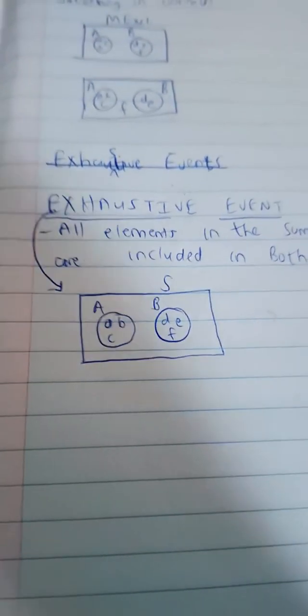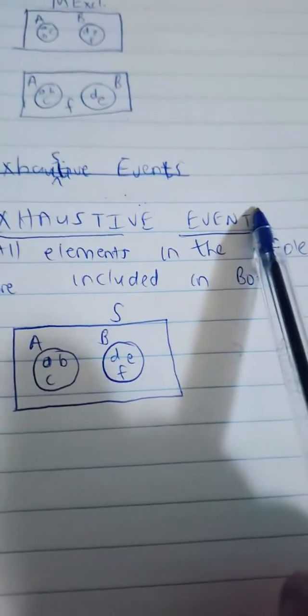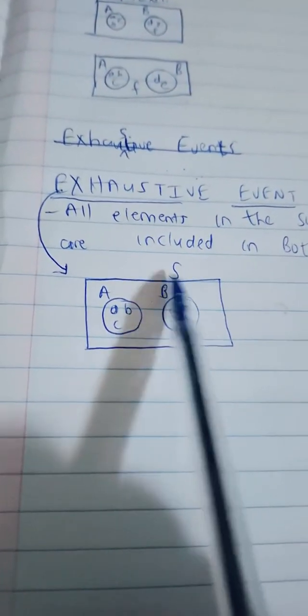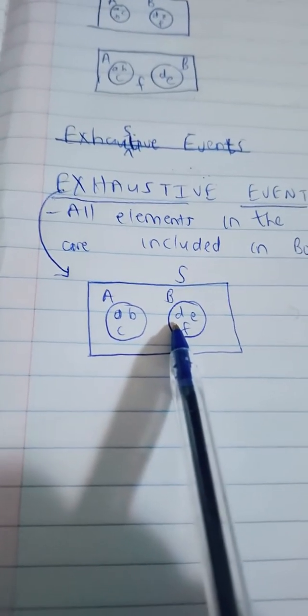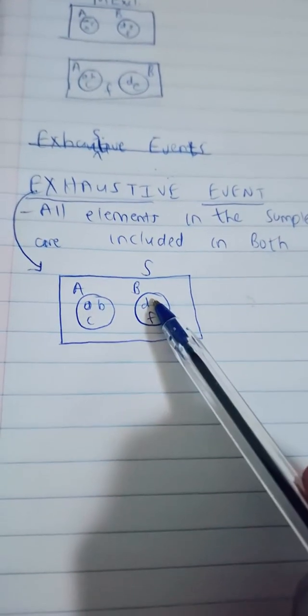Yes. So this is a mutually exclusive event as well. But furthermore, it is a mutually exclusive event which can be classified as exhaustive. Why? Because all the elements in the sample space are included in both sets. There's nothing outside the sets. And this is what makes exhaustive events exhaustive, because all elements must be in the events.